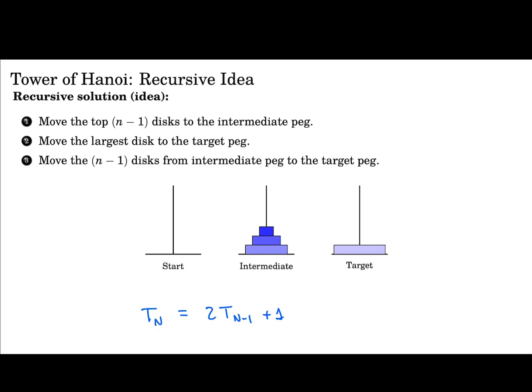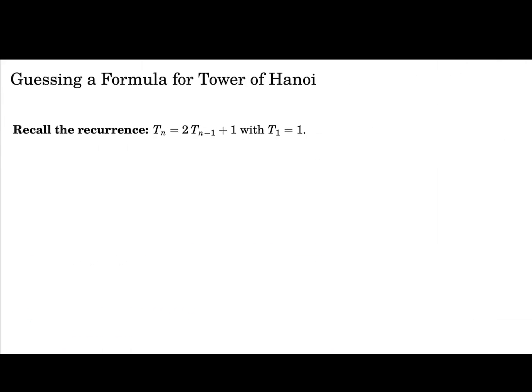And you have an initial condition. Of course, if you only had 1 disk, you can solve it in 1 move, if you just move the disk here. And with this recurrence, you're able to calculate all the values, because you start at 1, and then the next one is going to be 2 times the previous plus 1. So this is a recursion. Let's try to see if we can find the closed form for this recursion.